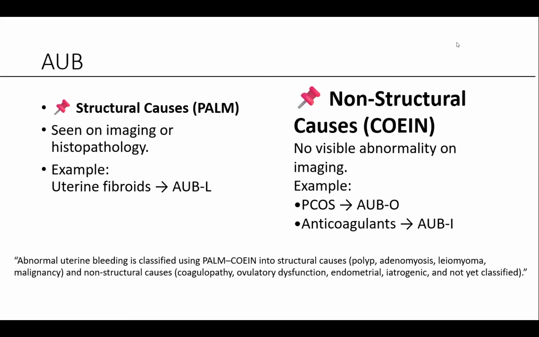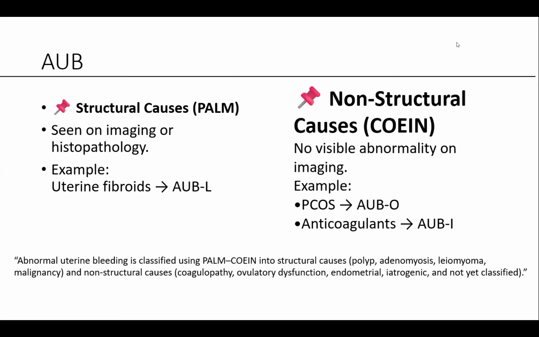So, what is P? P is any polypoidal growth. A is adenomyosis. L is leiomyoma, that is also known as fibroid. M is any malignancy. And coming to the COEIN, C is coagulopathy, where there is no visible abnormality on imaging or on pelvic examination. Everything is fine, but why is there bleeding? Because the patient is having some coagulation abnormality, that might be from childhood onwards, like platelet dysfunction or hemophilias. So any coagulation abnormalities.